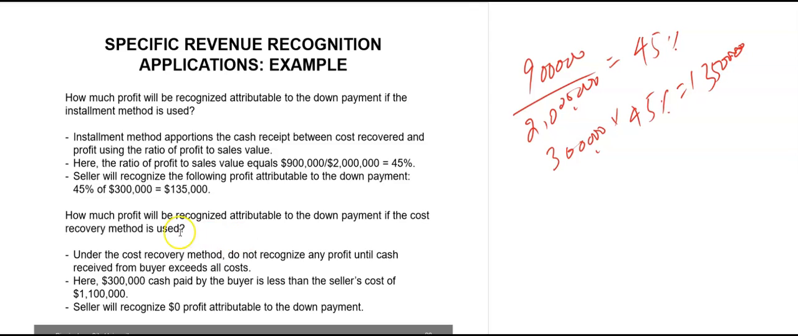Under the cost recovery method, we will not be reporting any profit unless the cash received from the buyer is more than the total cost of the sale to the seller. In this case, the cash received is $300,000 and the cost to the seller is $1.1 million. So the seller will recognize zero as profit attributable to the down payment from this sale.